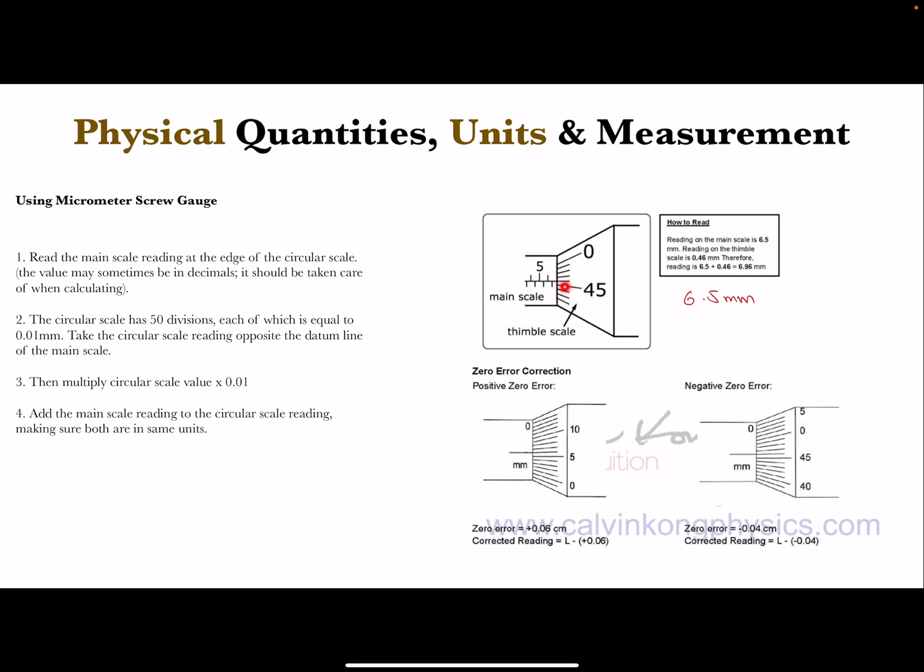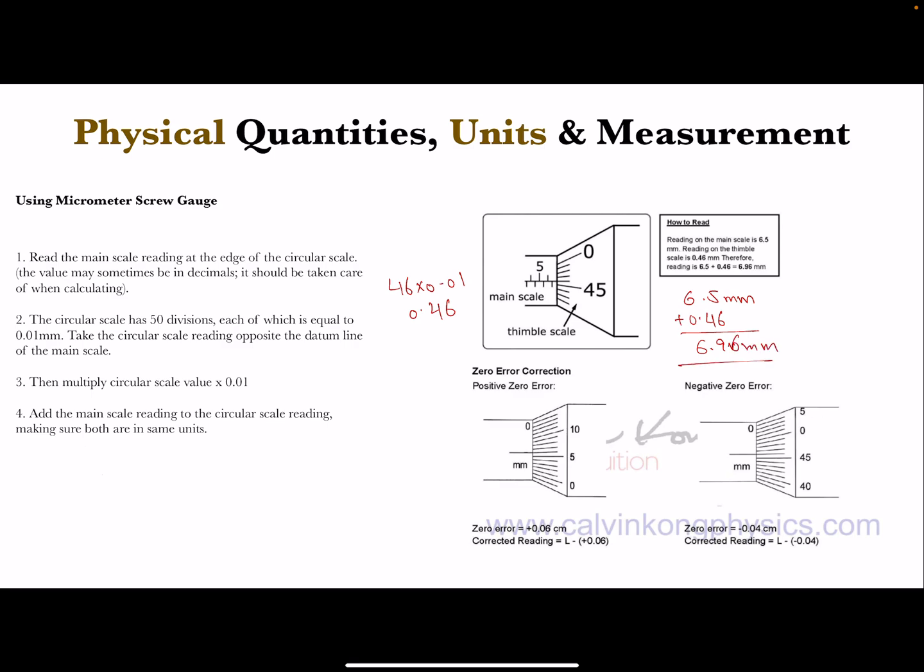And that's going to be your measurement on the thimble scale. So it's going to be 46. Now, one thing to keep in mind is that each division stands for 0.01 millimeters. So when you read 46, you have to multiply that by 0.01, okay? So 46 times 0.01 gives you 0.46, right? And then you add that to this reading and you will get your final answer.